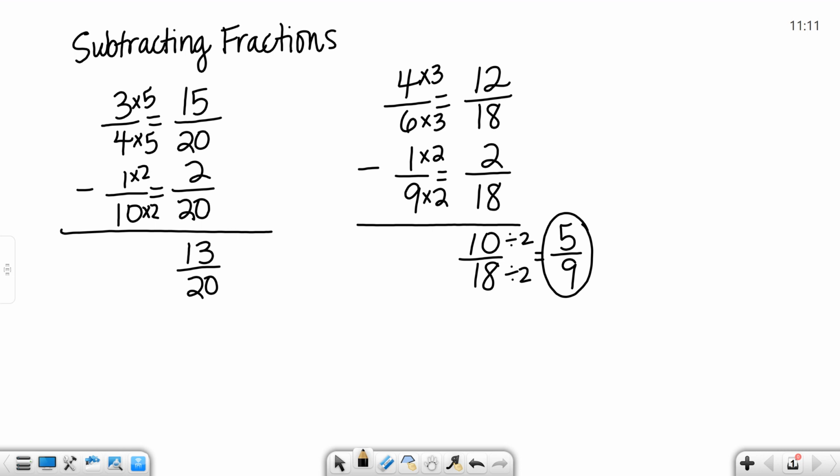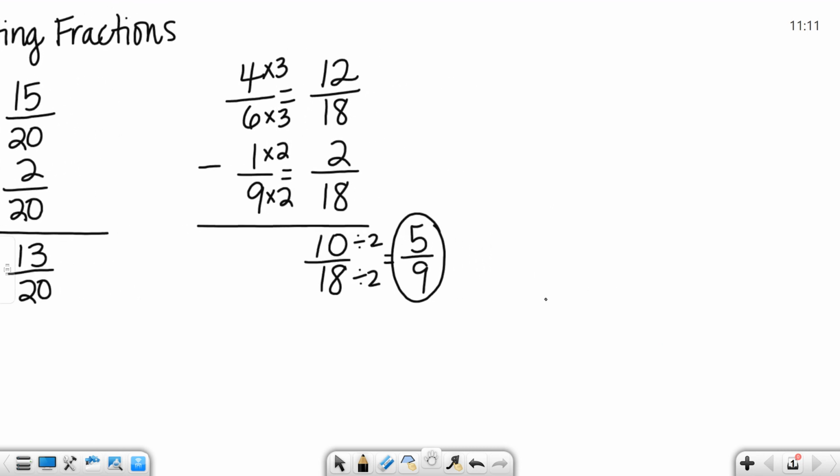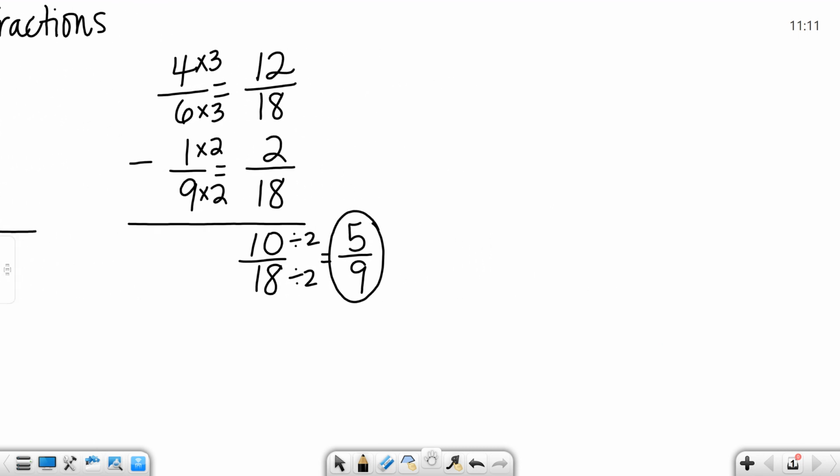Okay, now let's see if I can move. Trying to remember how to move the screen a little bit. There we go. I'm going to scoot those over. All right. And do our next problem.